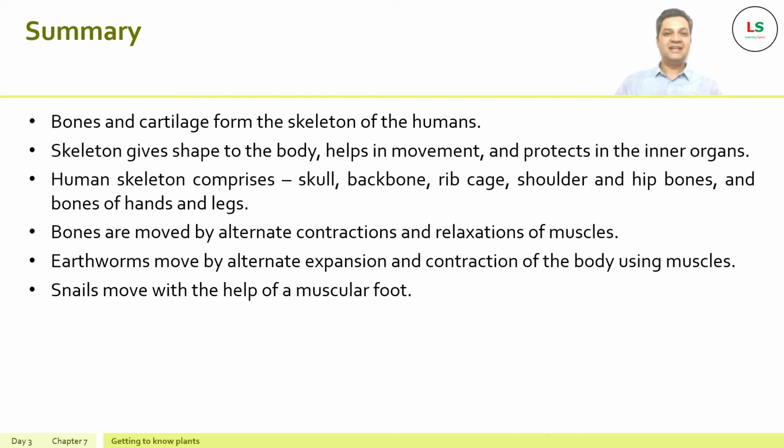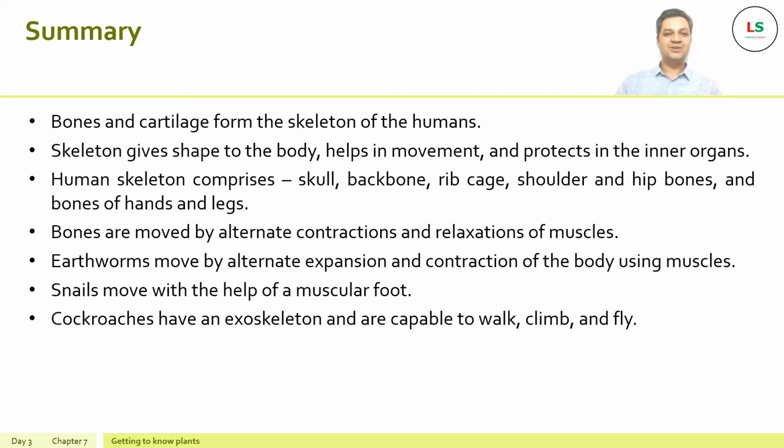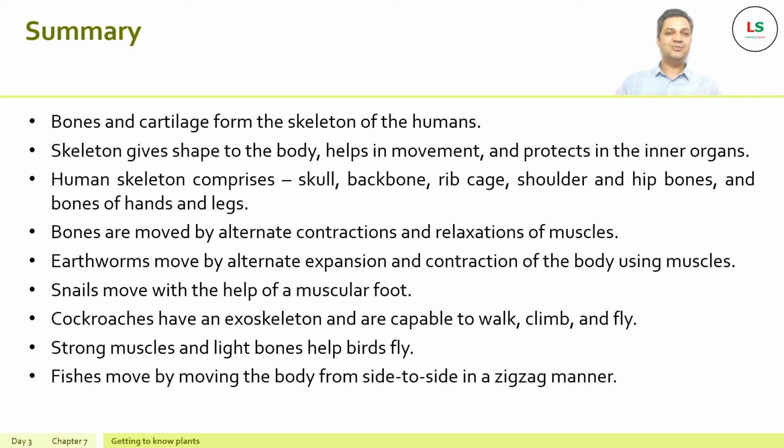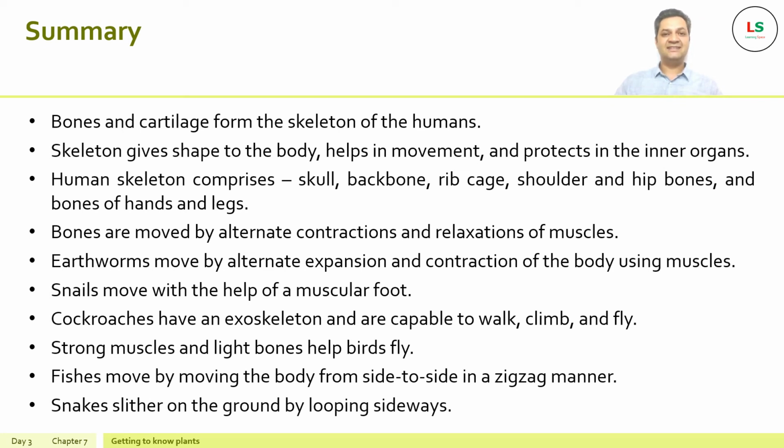Snails move with the help of a muscular foot. Cockroaches have an exoskeleton and are capable of walking, climbing, and flying. Strong muscles and light bones help birds fly. Fishes move by moving the body from side to side in a zigzag manner. Snakes slither on the ground by looping sideways.